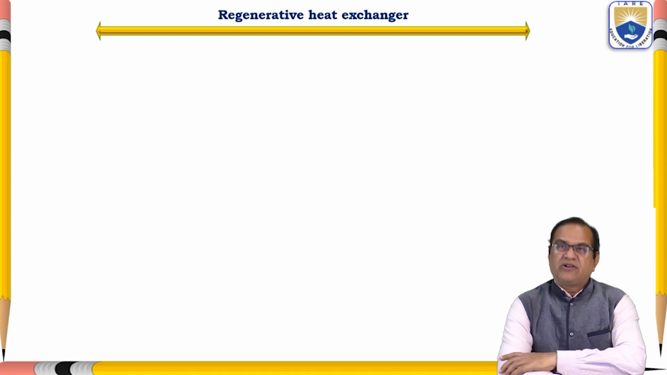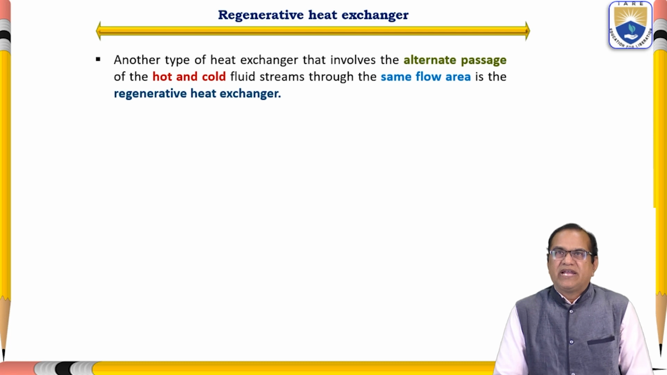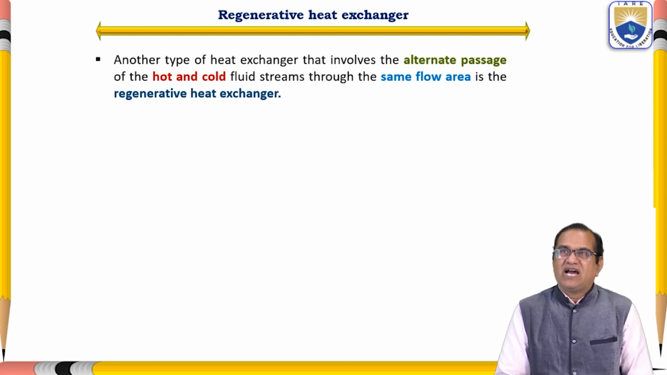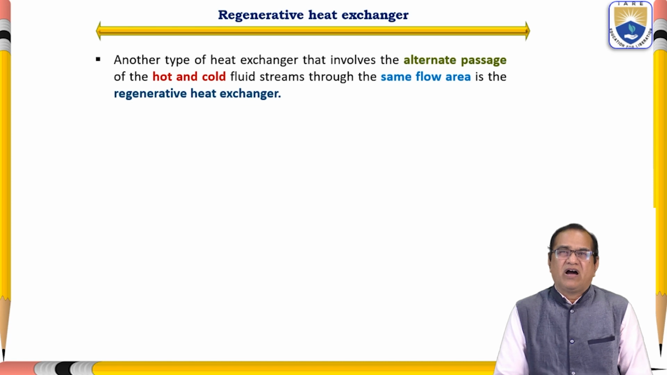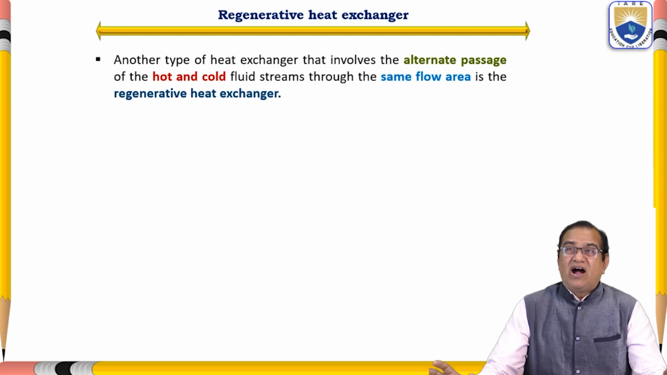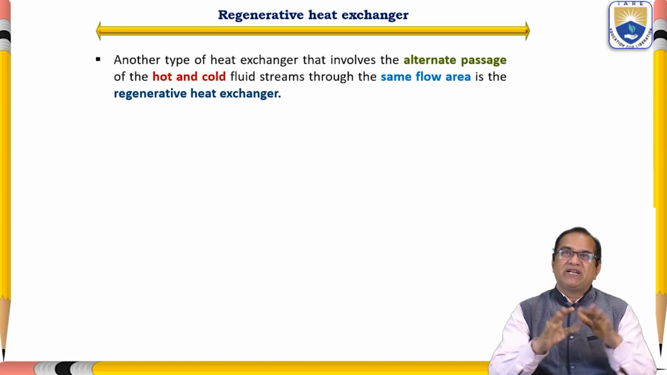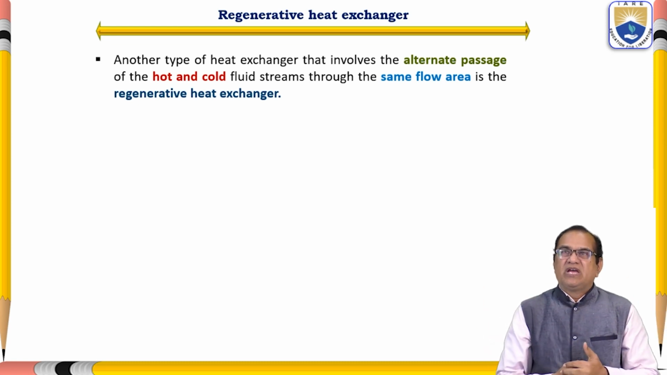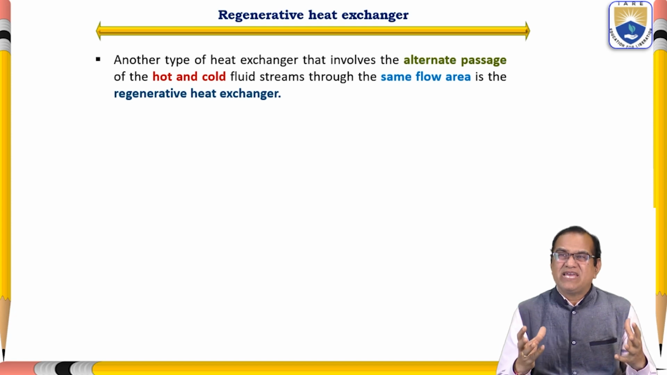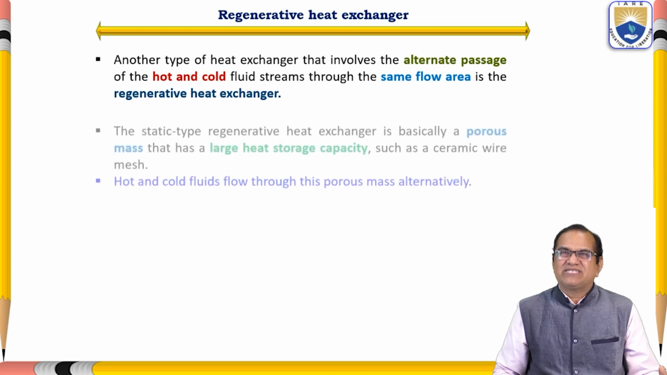Now I will talk about the regenerative heat exchanger. They are another type of heat exchanger. Another type of heat exchanger that involves the alternate passes of the hot and the cold fluid stream through the same flow area is the regenerative heat exchanger. So in this, the alternate passes of hot and cold means they will not go in the same passes, but they have some alternate passes, flow from the same area.